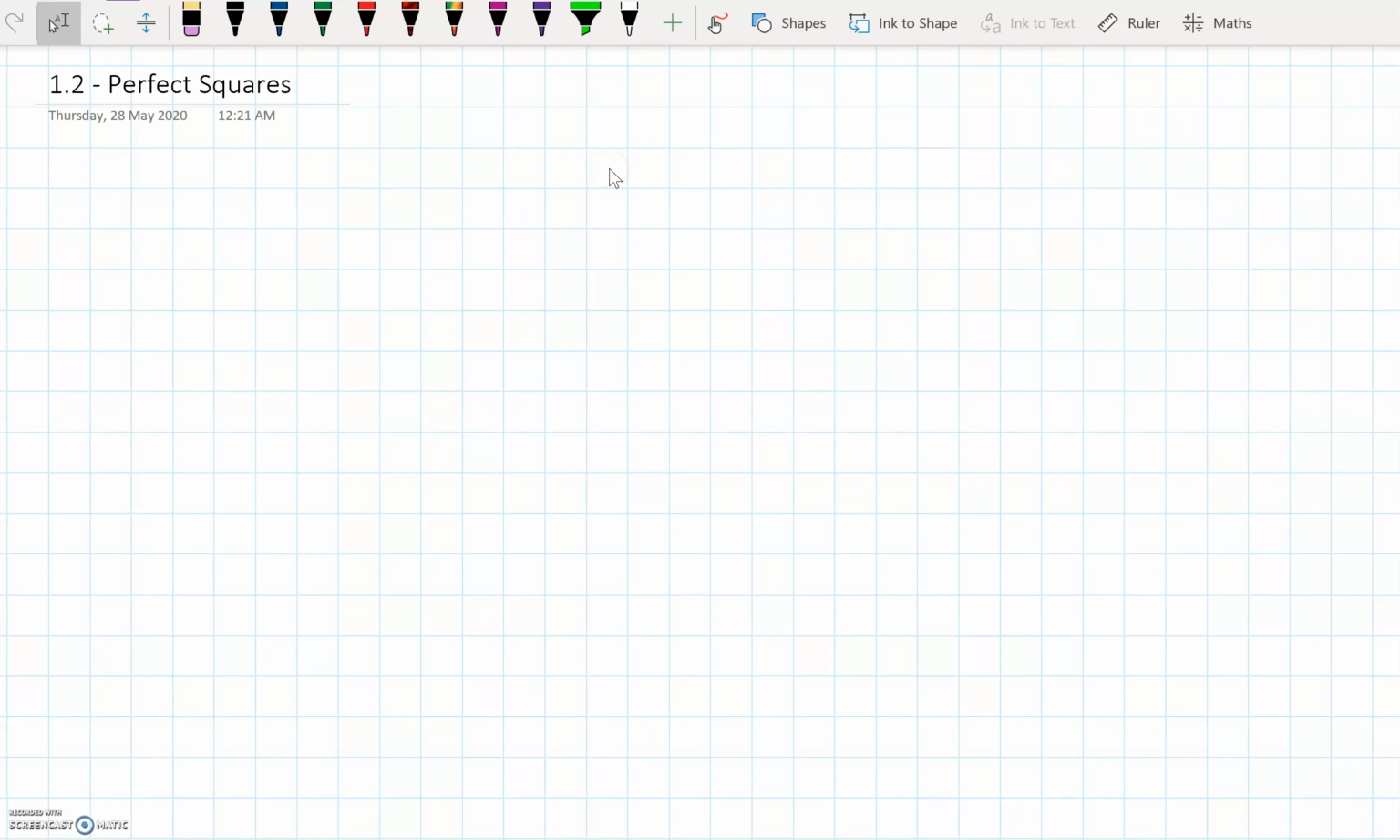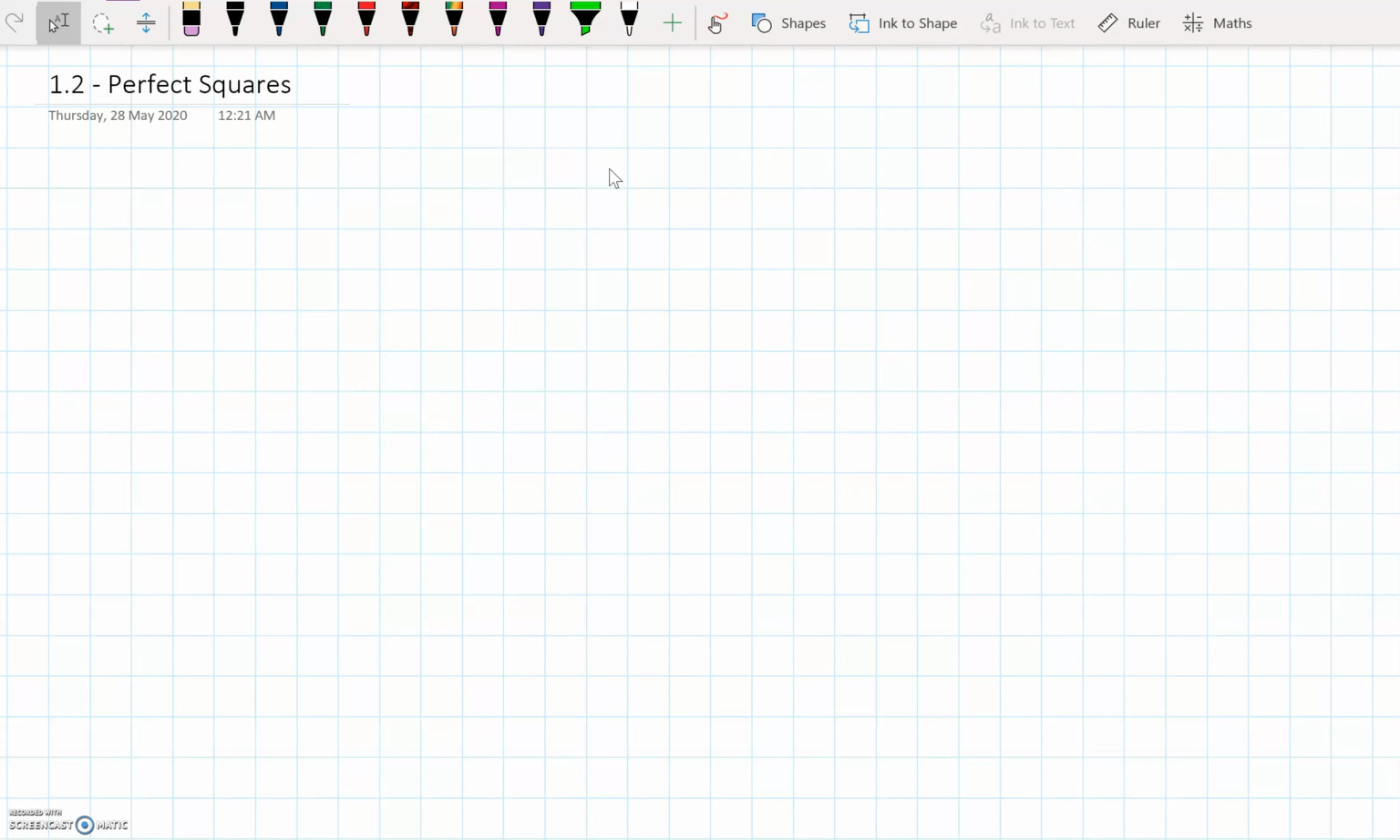Okay guys, what we're going to do now is look at perfect squares. Firstly, we're going to look at what a perfect square is. I'm going to teach you a shortcut so that you don't have to write it out the long way every time, and then we're going to practice a few.